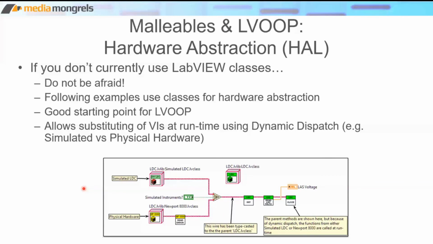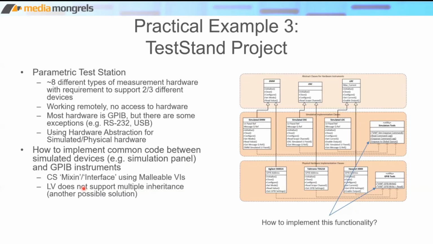This test stand project was a parametric test station with 8 different types of hardware, with potentially 2 or 3 different instruments each. As I said, working remotely, most of it was GPIB, typical benchtop instruments, and there was a lot of common code between both. I wanted every hardware type to have its own simulation interface. This is a simulation panel that pops up where I can feed it values. But a lot of the instruments were GPIB based, so doing a GPIB read and write on instruments with different addresses and settings, and I didn't want to keep rewriting those VIs.